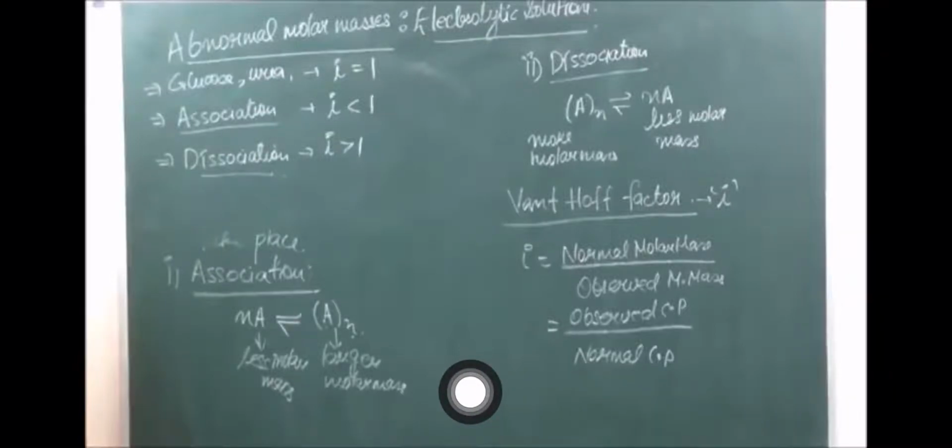Yes, students, coming towards the last topic of our chapter 2, that is solution. We are going to discuss abnormal molar masses, or we can say electrolytic solution. So till now we have seen the colligative properties. Before that we have seen ideal gas, ideal solution, non-ideal solution.